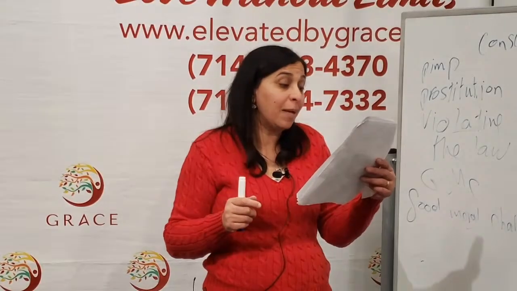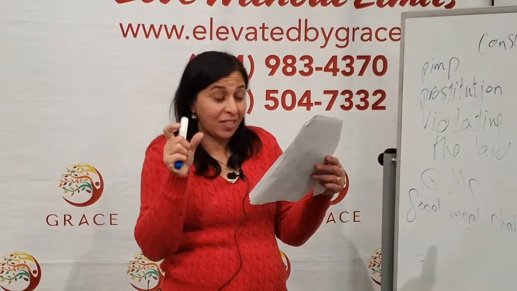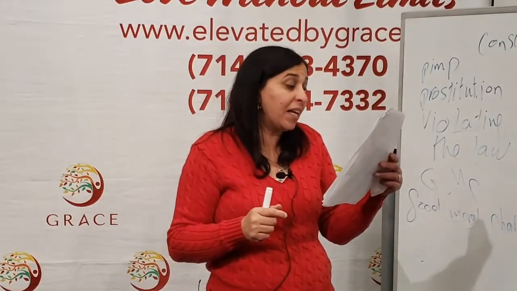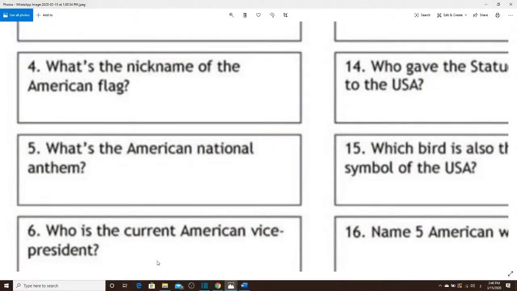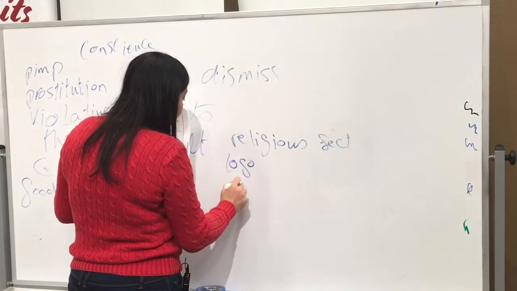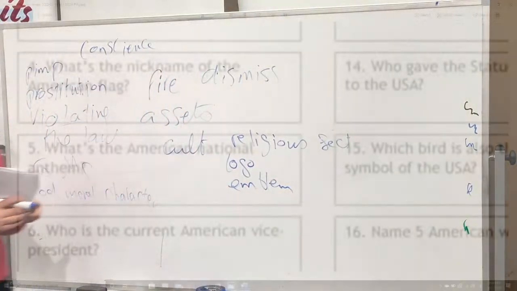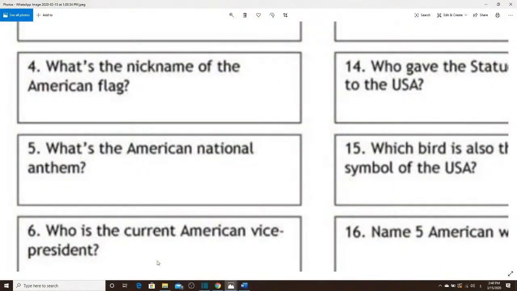Number four, what's the nickname of the American flag? The American flag has a nickname. What's that? Number five, what's the American national anthem? Anthem means logo, means emblem. All these words have the same meaning as a symbol. So what's the national anthem of America?